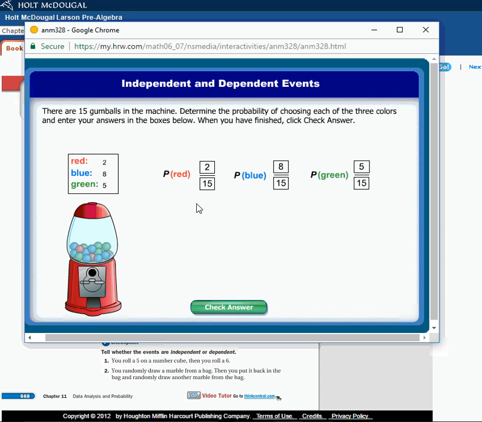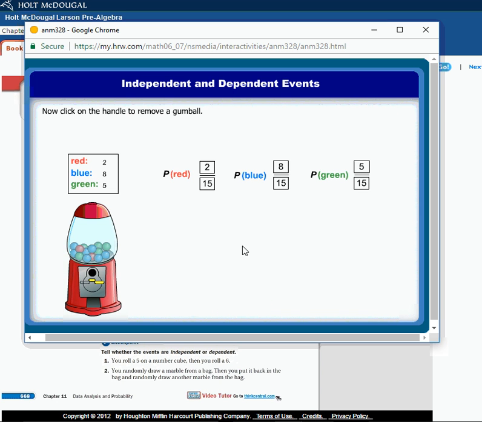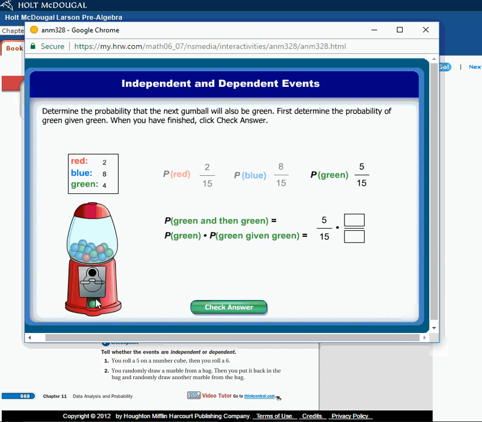These right now are all exclusive, just individual occurrences, or in this case, independent occurrences, because I'm just finding the probability of red, then the probability of blue, and then the probability of green. So I am going to take a gumball out. I got a green gumball. So the first time I got green, it was 5 out of 15.